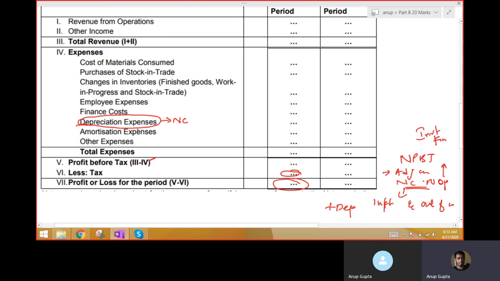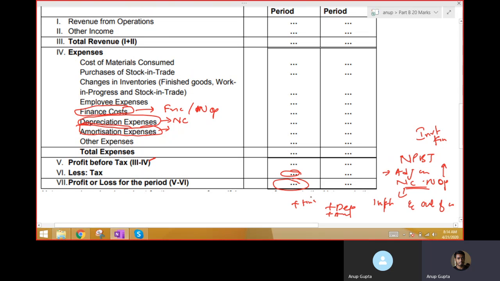Amortization is also non-cash. What will we do? We will add amortization. Then you see finance cost. Finance cost belongs to which activity? Financing activity, which is also non-operating. So this financing is being subtracted as an expense, so we will add back all the finance cost.